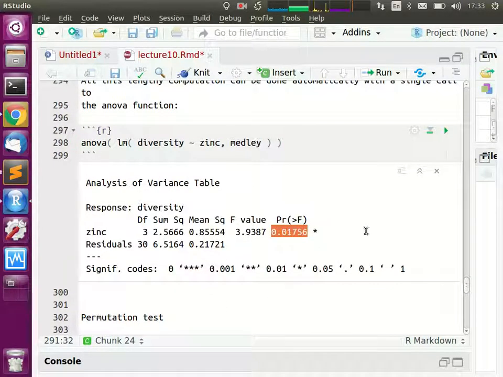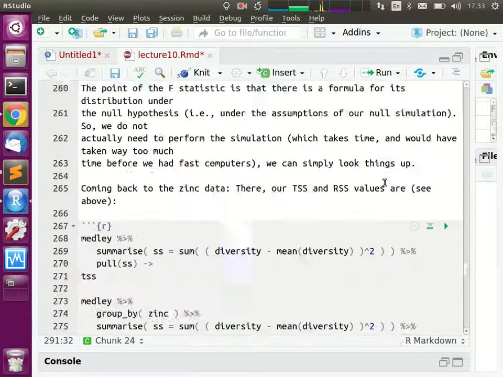So this is what ANOVA does. It imagines that all your data is just random and asks how much would the sum of squares go down if you would just take the mean values of the random ones, and how likely is it that the observed reduction in sum of squares is compatible with that.